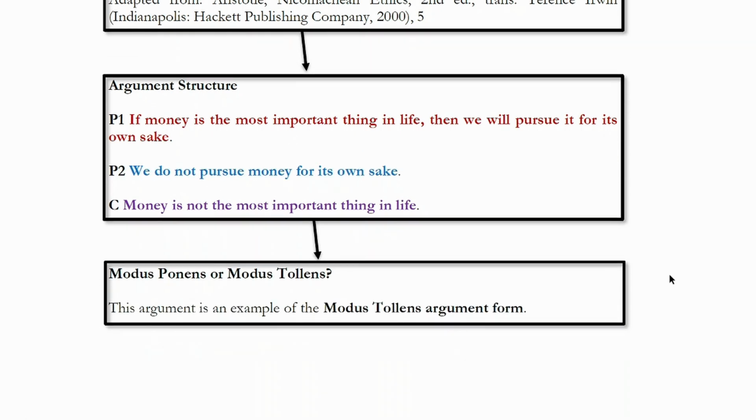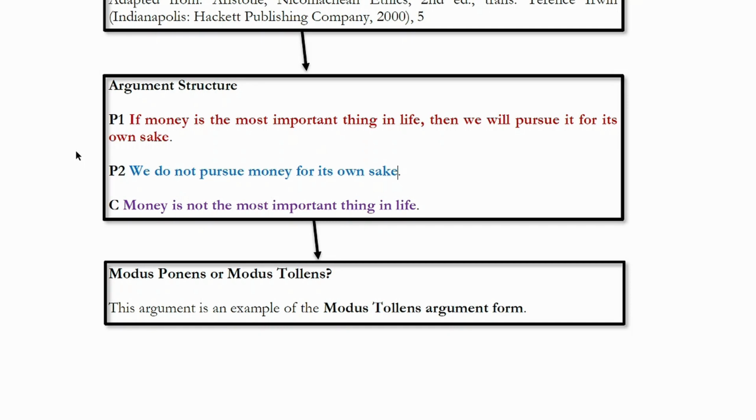Okay, so now we have our argument outline, and then the question just is: is this Modus Ponens or is this Modus Tollens? In this case, this argument is a Modus Tollens argument. If you look at P1, it's giving us a conditional. If money is the most important thing in life, then we would pursue it for its own sake. But then P2 denies or rejects the consequent of that conditional. It says we do not pursue money for its own sake. The claim that we pursue money for its own sake is false.